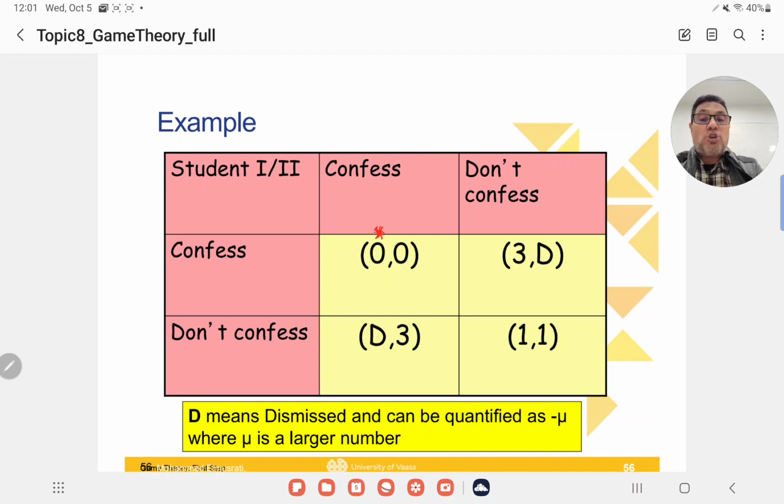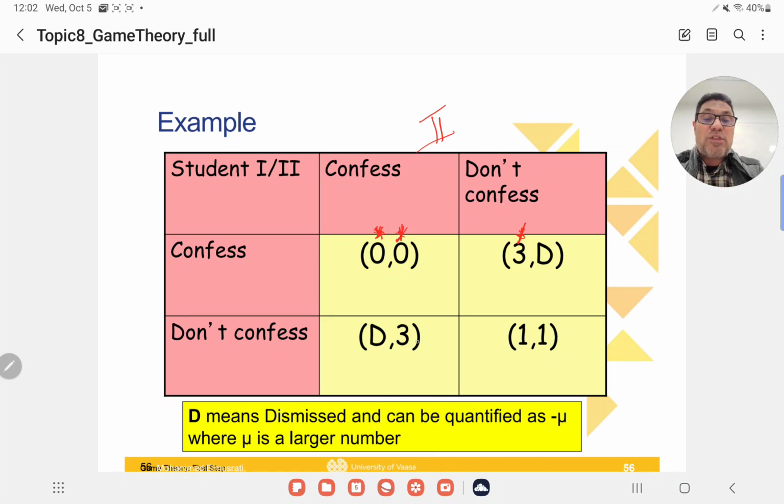Okay? Then you come to the second column. For the rows, for the first player, which one is better, 3 or 1? Of course, 3. Then you should put a star over 3. This is for player 1. Then we look at player 2. For player 2, we check column by column. So for player 2, which one to play? Confess or don't confess? If he or she confesses, they will get 0. Don't confess, they will get dismissed. Of course, 0 is much better. So we put a star here.